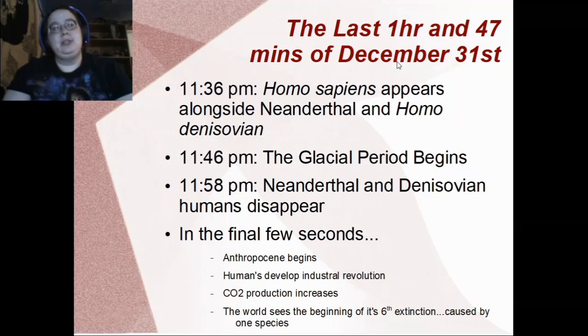At 11:46 p.m., a glacial period begins. This is one of many ice ages that the Earth has seen. This is simply the most recent one. Of course, this is a time of glacial advancement. Of course, even today, we are still in an ice age because there is ice on both the north and southern poles. But we're going to get to that a little bit later. And by a little bit later, I mean in a few seconds.